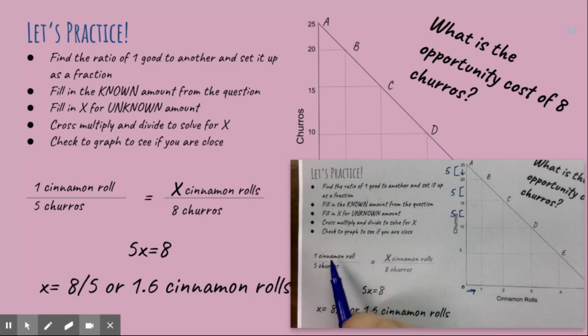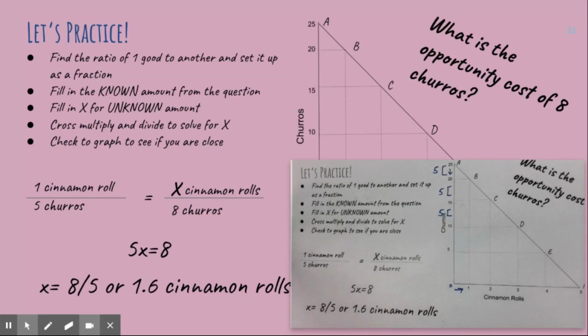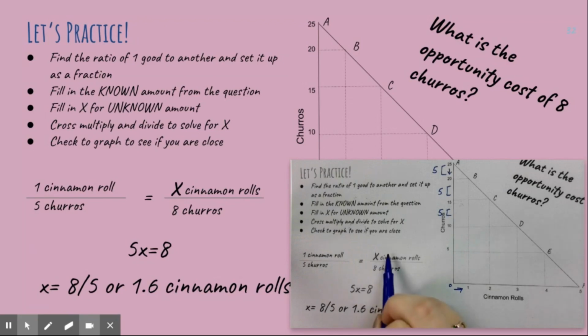It is still, for every 1 cinnamon roll, we're giving up 5 churros. Or for every 5 churros, our opportunity cost, we're giving up 1 cinnamon roll. The ratio is the same. Now, what is the question asking? Look up here at the pink again. What is the opportunity cost of 8 churros? So I filled in my 8 churros. I want to know how many cinnamon rolls equals 8 churros in resources. I don't know how many cinnamon rolls, so I fill in X for the unknown amount.